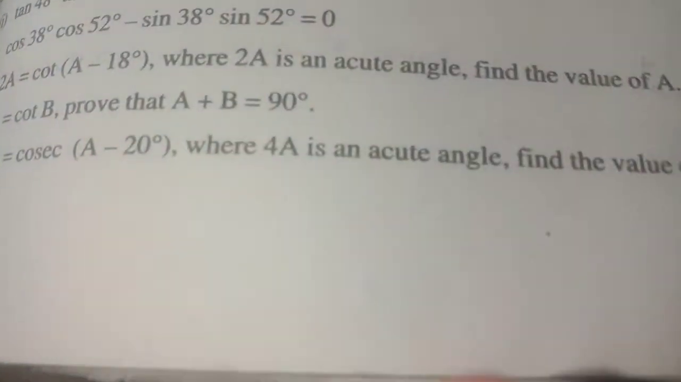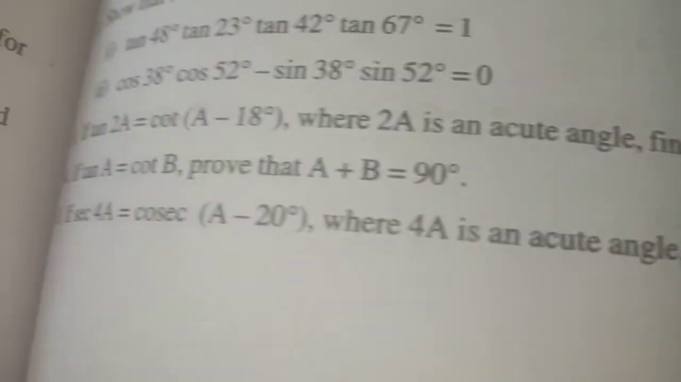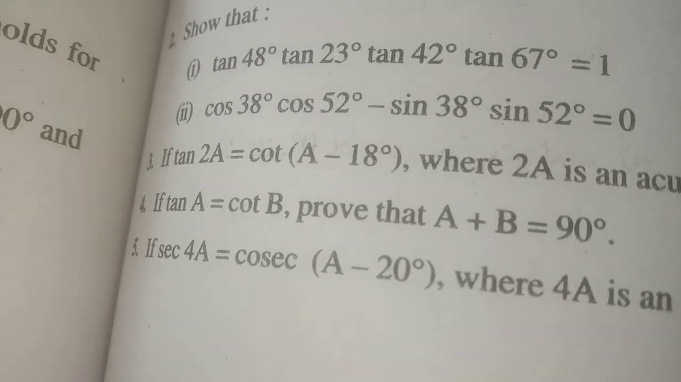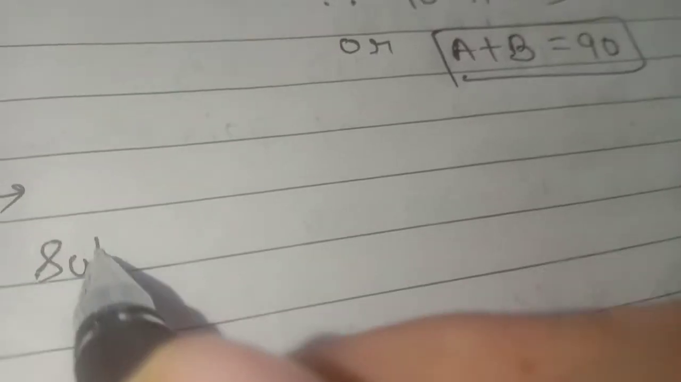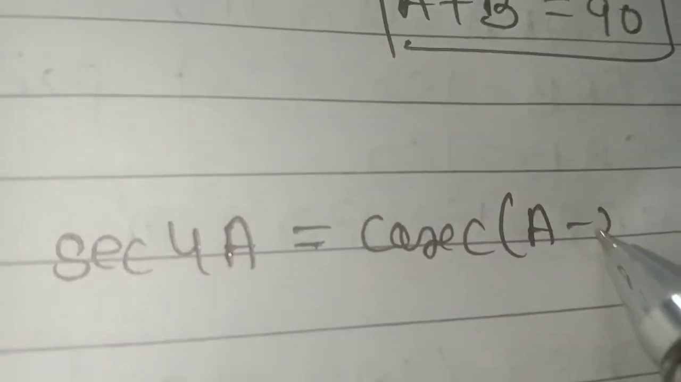Now it is given as sec 4A is equal to cosec (A minus 20), where 4A is an acute angle. Find the value of A. Clear? Question number 5 of exercise 8.3. What is given now? Solution. It is given that sec 4A is equal to cosec (A minus 20).